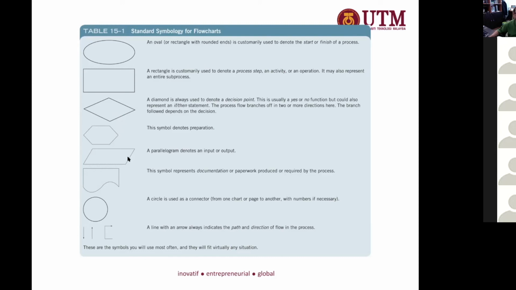Parallelogram, when you have input and output. If you need to refer to manual documentation or whatever, this is the symbol for documentation. And this, maybe you want to connect to somewhere, you use a connector circle like this. And this is the connection line.